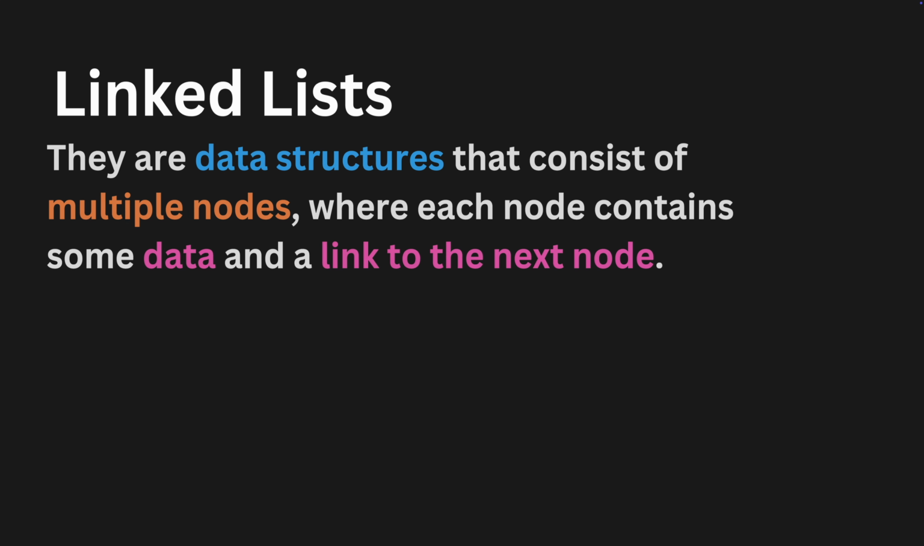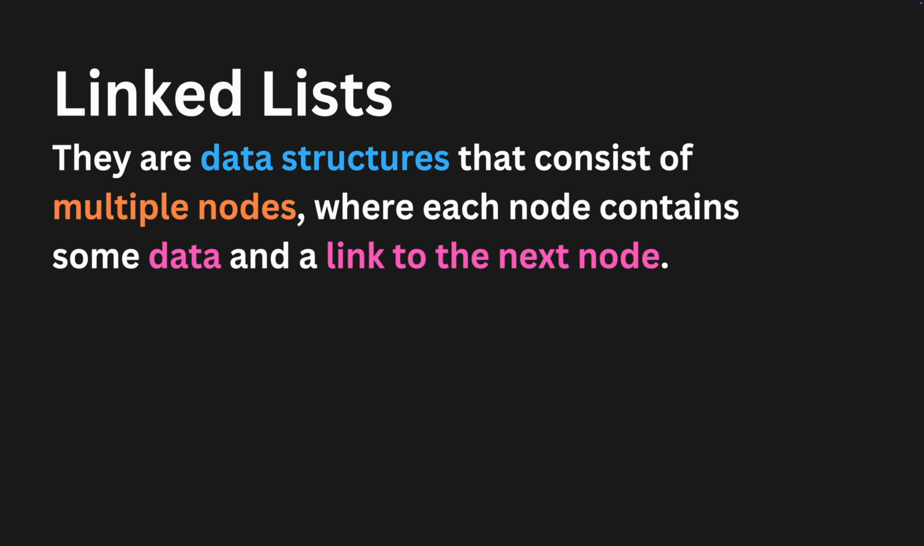Let us take a look at the definition of linked lists. Linked lists are data structures that consist of multiple nodes, where each node contains some data and a link to the next node. Sounds really confusing, right? I used to find linked lists super confusing too while I was learning it, because I really could not visualize it. So I thought of a creative way to put this forward to you so that you can relate to the concept through an example.